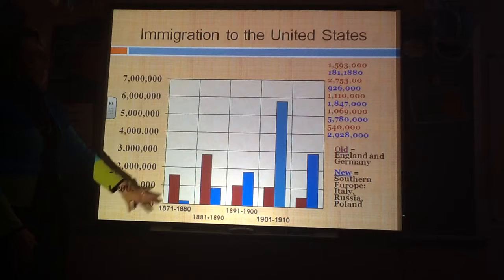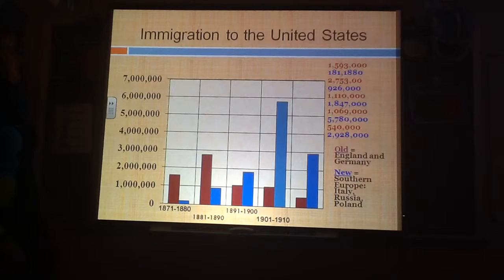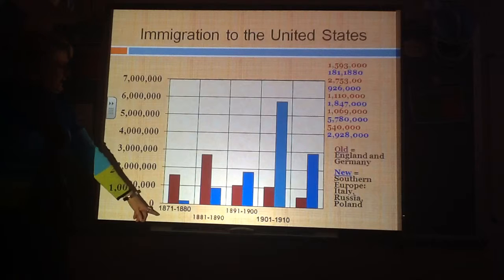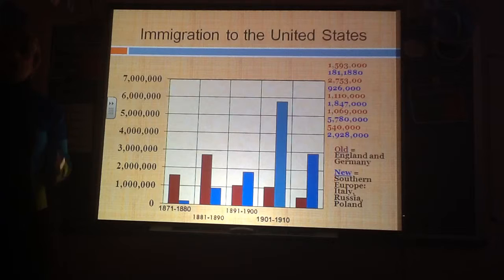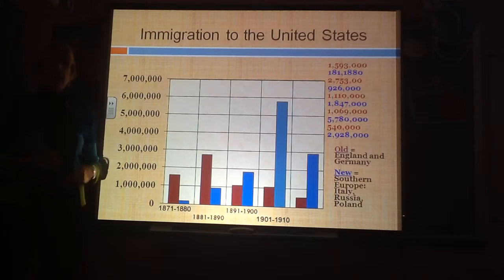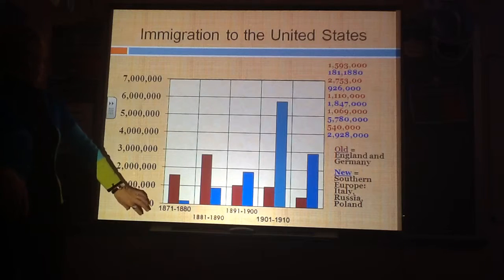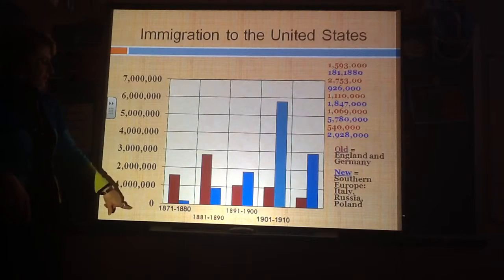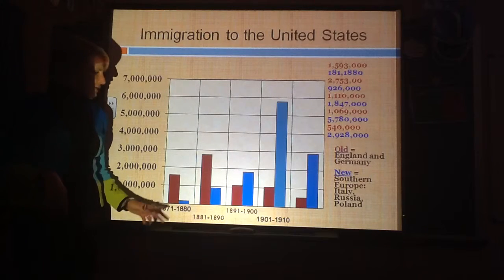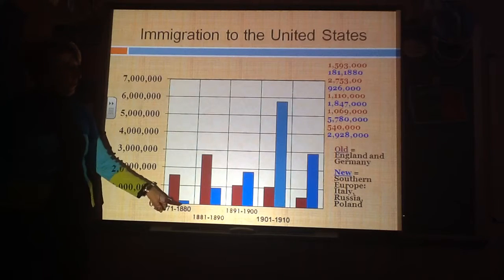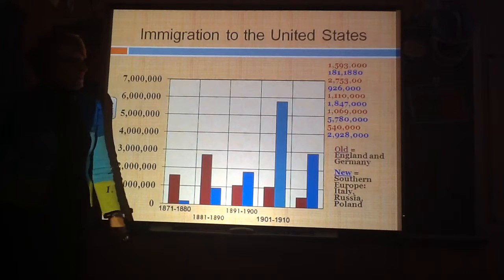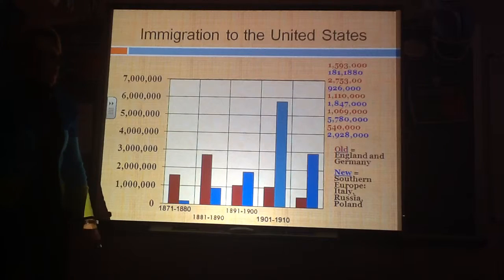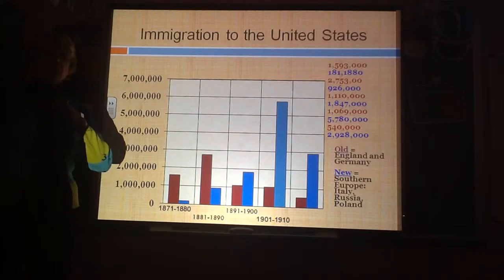Here is what immigration looked like in the United States. Between 1871 and 1880, the red is an indication of the old countries they used to come from. And they mostly came from England. Before that was with the Irish potato famine. We had a lot of Irish before here. But mostly from England and Germany. And you had very few immigrating from the new areas of immigration. Southern Europe, which includes Italy, and then from Russia and Poland.